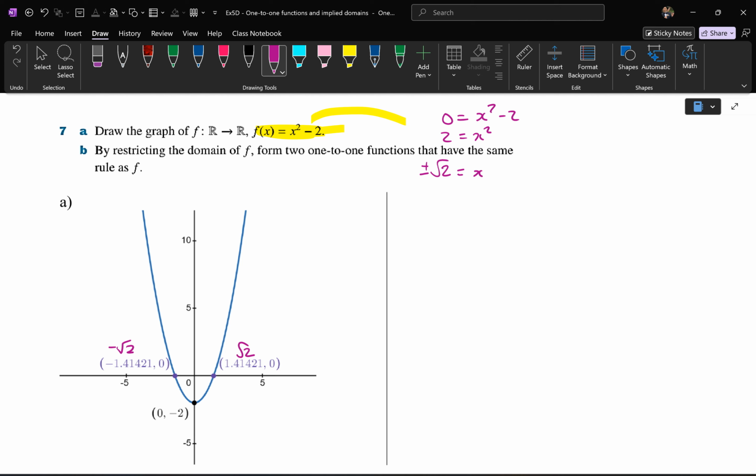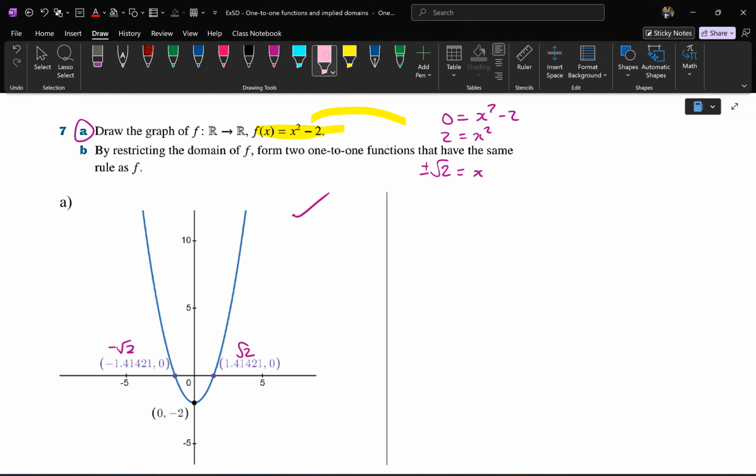That's how I worked it out. I said let y equal to 0. Solve for x. Add 2 on both sides. Square root both sides. That's your positive. That's your negative. Cool? So here's your graph. We've done part A. Drawn. Because that wasn't the essence of this exercise. The essence is B. 7b.